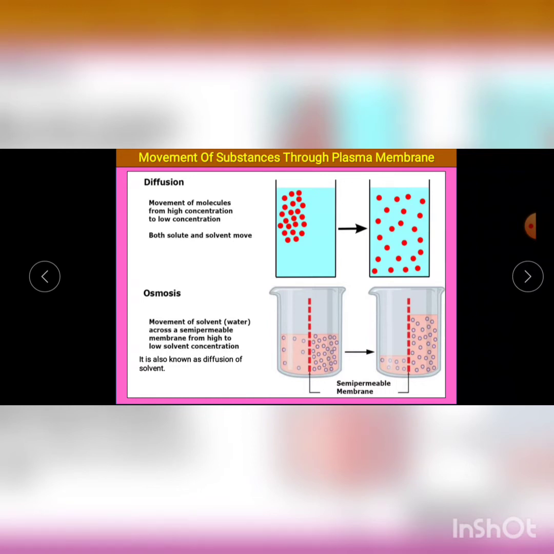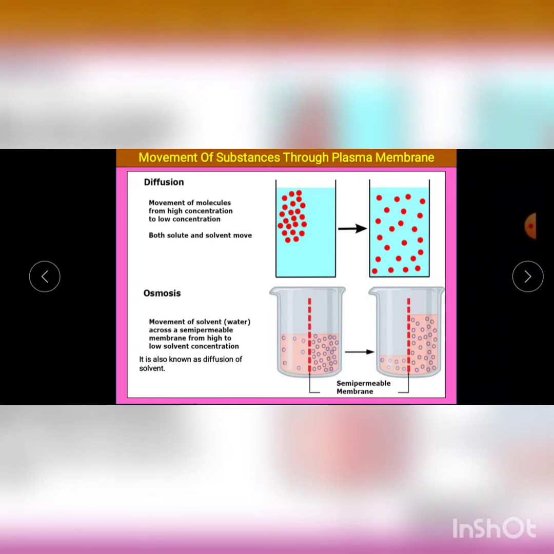Next is osmosis. In osmosis, movement of solvent only takes place. In diffusion, both solute and solvent move, but in osmosis, it is movement of solvent, and in biology, solvent is water itself. So it is movement of solvent or water across a semi-permeable membrane from high to low solvent concentration. It is also known as diffusion of solvent. The process of osmosis is also called diffusion of solvent because here only solvent, that is water, moves from one place to another.